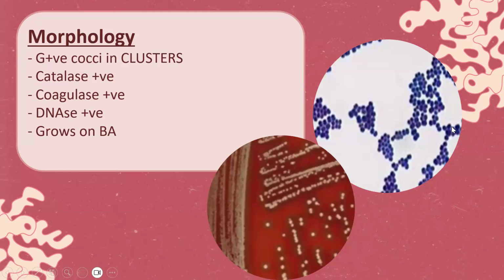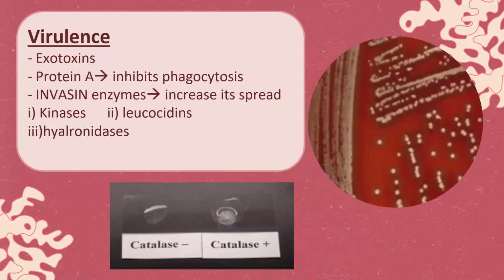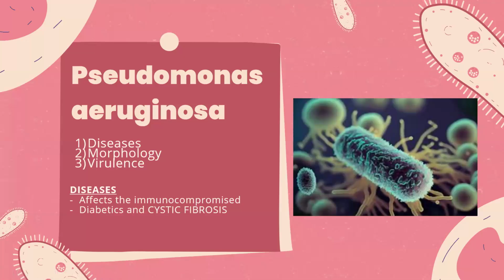Okay, so gram-positive cocci in clusters, which is catalase positive, which is coagulase positive. It is DNase positive, and it grows in blood agar. It also can show beta hemolysis and stuff. Virulence is an exotoxin. It has protein A. It has enzymes that are called invasins. So from the name, it invades. It invades what? It invades cellular stromas like hyaluronidases, leukocidins, and kinases. This is the catalase test. So obviously this is Staph aureus. This is not Staph aureus, this is streptococci actually. Okay. This is Staph on blood agar, but it can grow on multiple agars again.